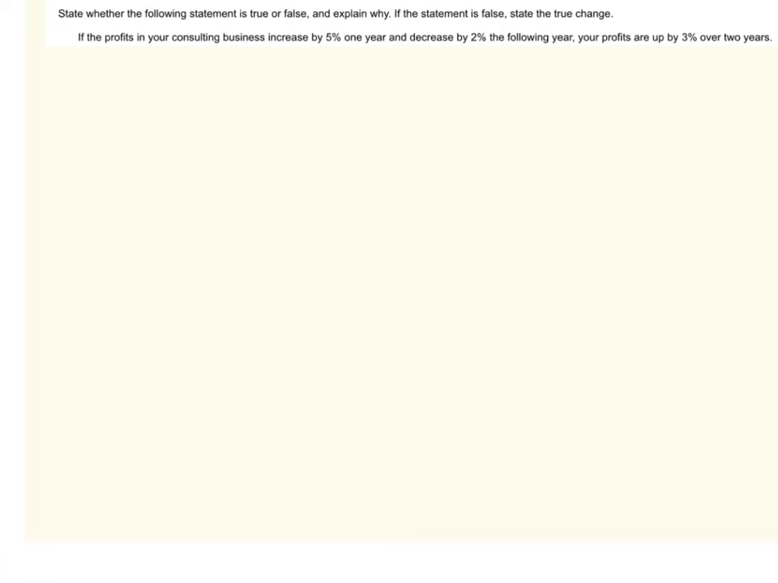Here we have a problem that one of your classmates sent in a question on, and it says state whether the following statement is true or false. If the profits in your consulting business increase by 5% in 1 year and then decrease by 2% the following year, your profits will be up 3%. So let's work this out.